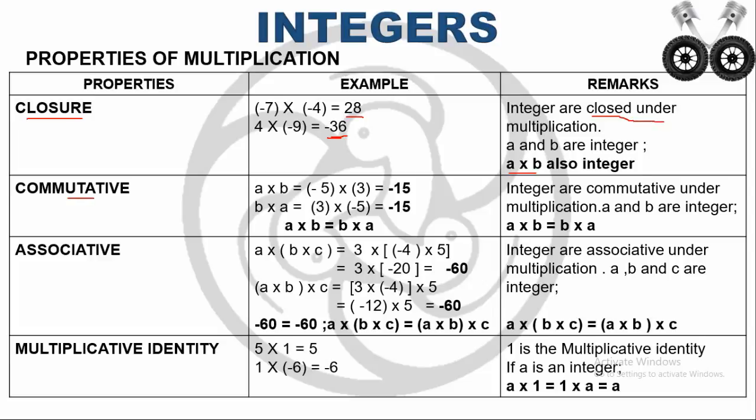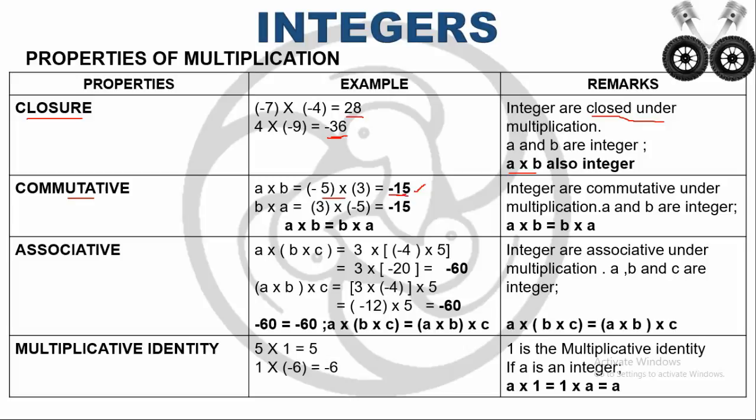What is the second property? Commutative. So what is commutative? If A and B are integers, then A into B equals B into A. That means we are interchanging the integers, and we have to get the same answer. Whether the statement is true or false, we will check. A into B equals minus 5 into 3. So we write the product of 5 into 3, which is 15. These two integers have different signs, so I put the negative sign. So minus 15. So A into B is minus 15, and now B into A.